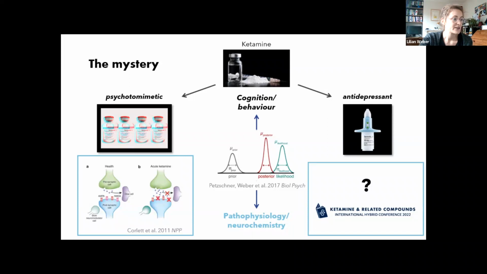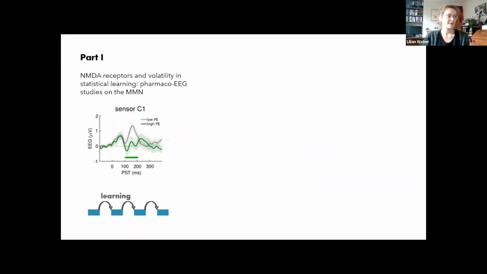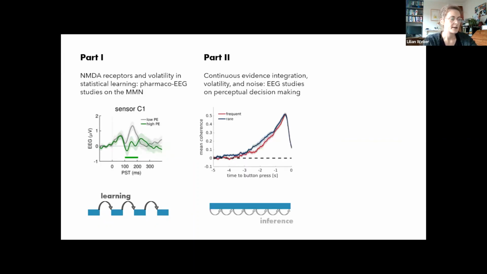So today I will present some of my work in 3 parts. In part 1, I will talk about some of the things I did in my PhD, where I used mismatch negativity paradigms to look at NMDA receptor antagonism and its computational function. And then in part 2, I'll talk about what I'm doing here at Oxford with Ron's group.